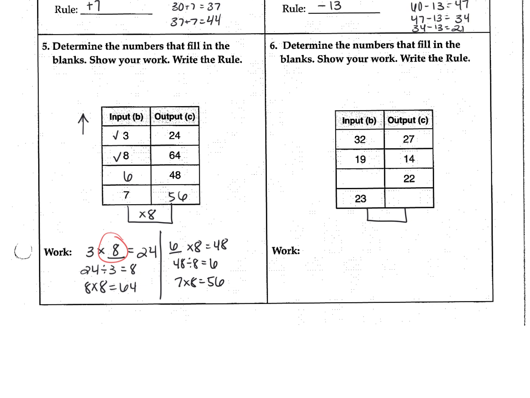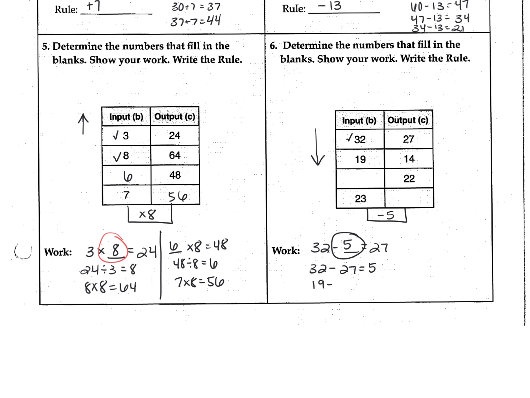Show your work and write the rule. These numbers from input to output are going down. So I have 32 to 27. Doesn't look like division. I'm going to try subtraction. 32 minus something equals 27. I have my total, so I can just rearrange the parts that I know and don't know. 32 minus 27 equals 5. So my rule might be to subtract 5. It works for the first one.